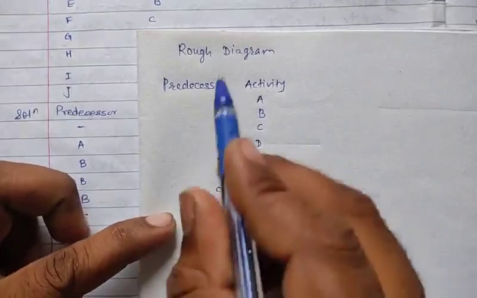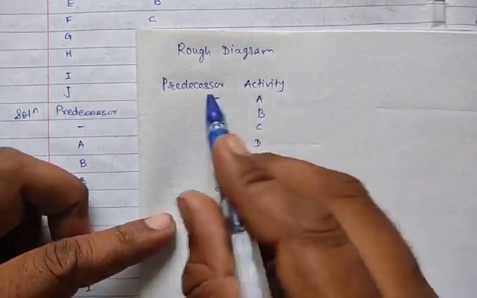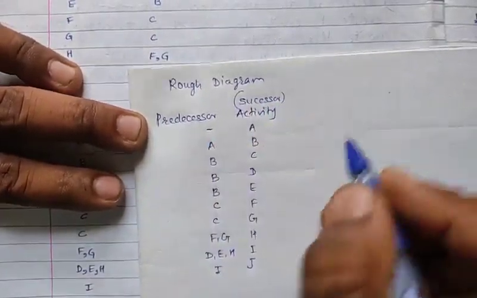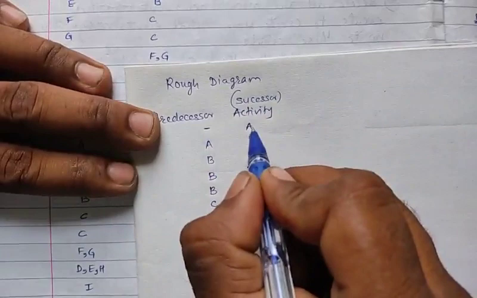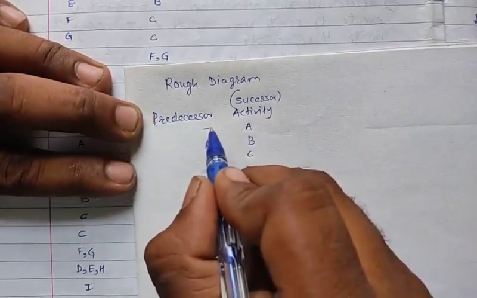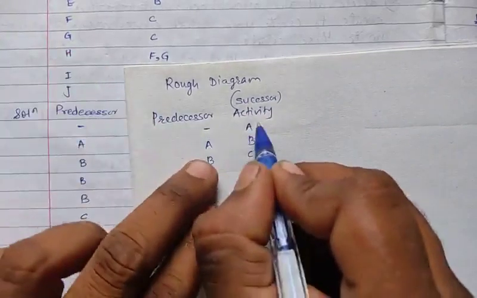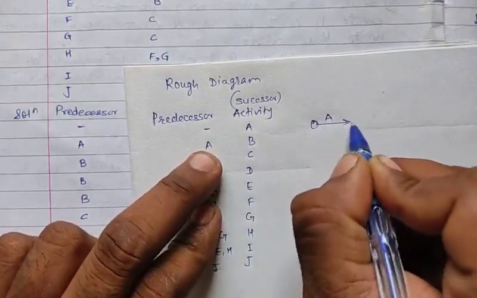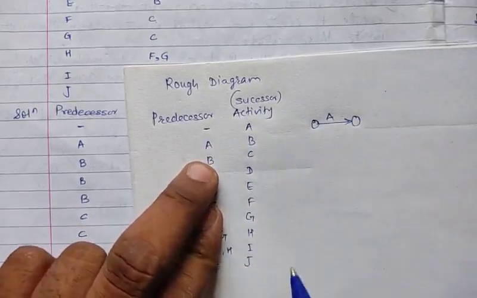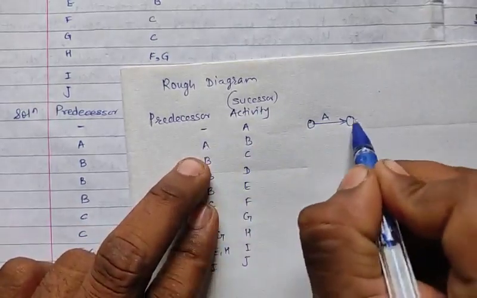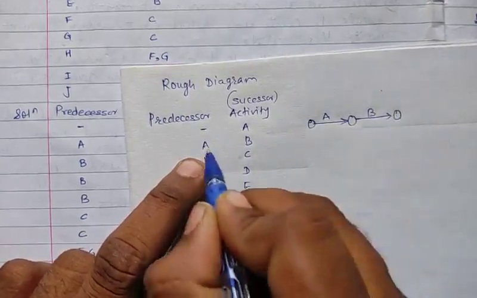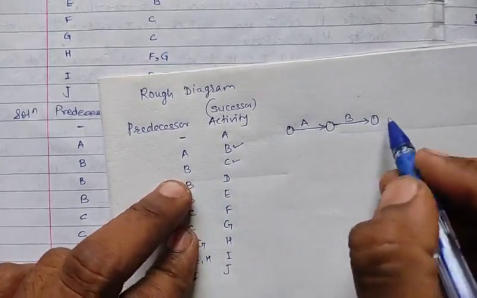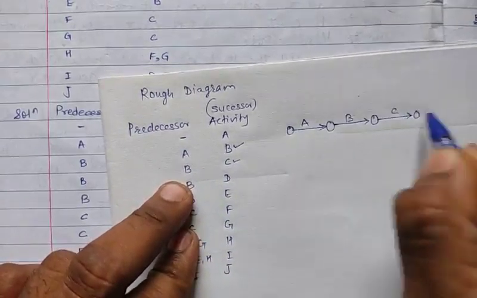Here this is the predecessor activity and this is the successor activity. Now in activity A there is a dash, so there is no activity before A, therefore the initial activity is A. Now make a link. A goes to what? B. So A goes to B, this first. Next, B goes to C.